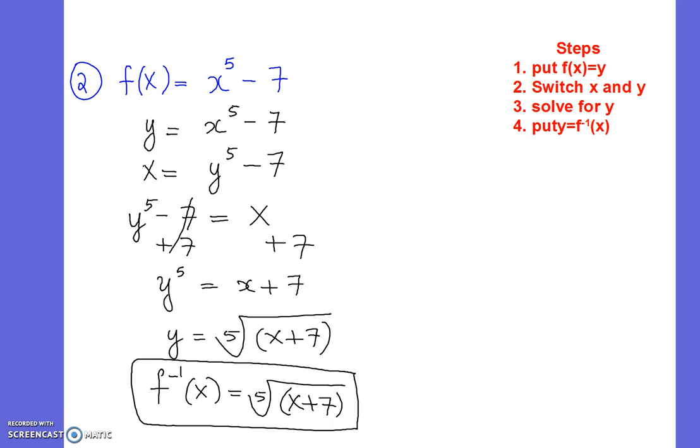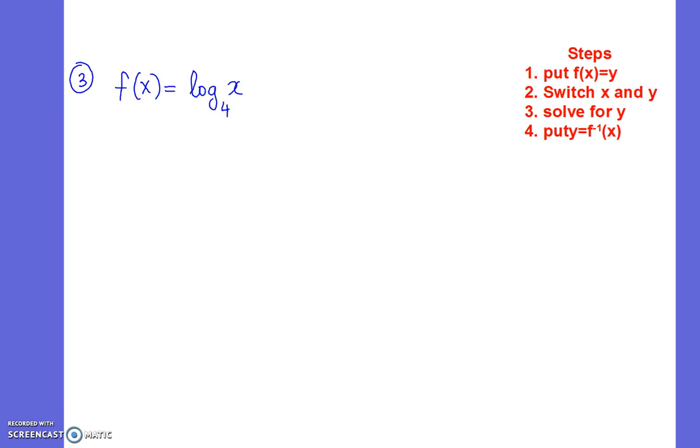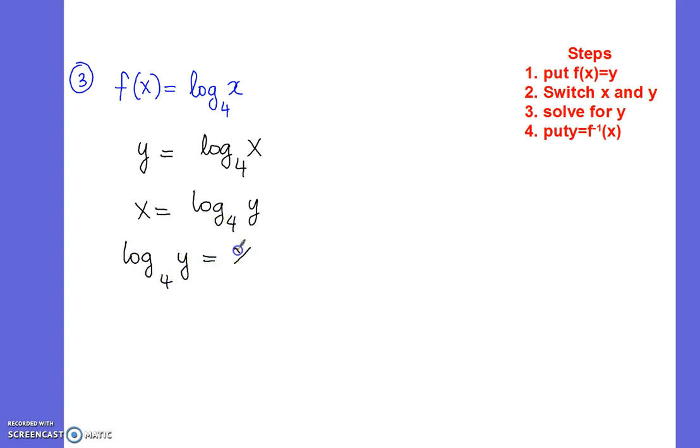Another question, number 3. f of x is equal to log base 4 of x. First step, put f of x is equal to y. Just follow the steps, that's all you do. y equals log base 4 of x. Switch x and y, so you get x is equal to log base 4 of y. Solve for y. So I flip the equations first. Log base 4 of y is equal to x. Now to solve for y, I need to make y alone or y by itself.